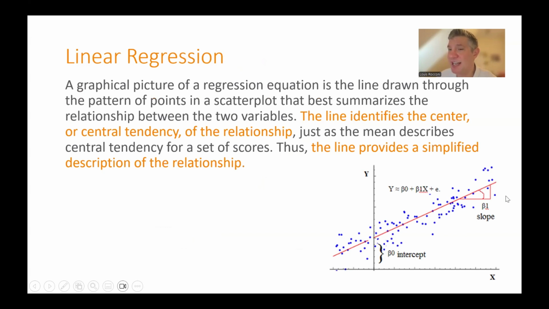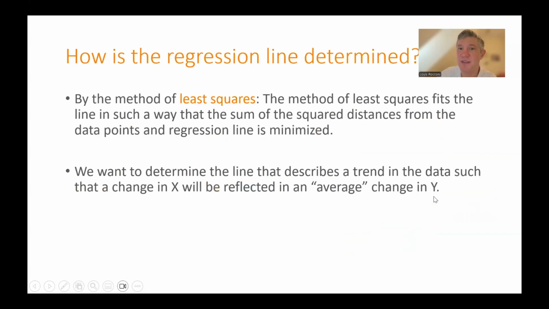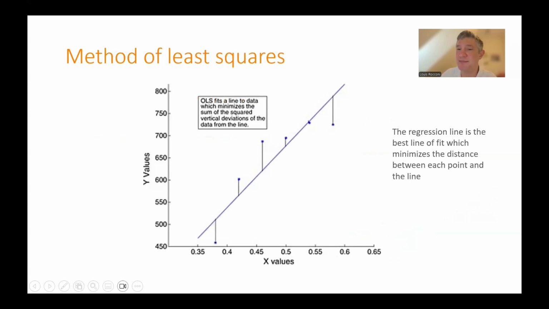There'll be no other line that would have a smaller sum of squared differences between each point and the line. That's what it identifies here. We're trying to identify a line that describes the trend in the data, such that a change in X would reflect some type of average change in Y. And that's the OLS method. It minimizes the sum of the squared distance between each point and the line.